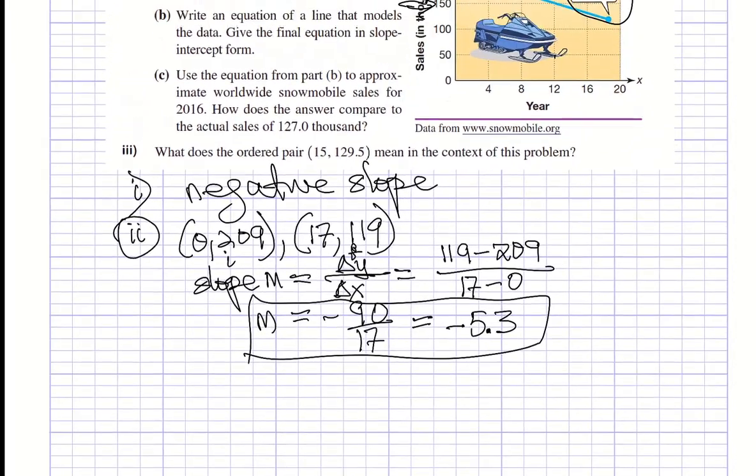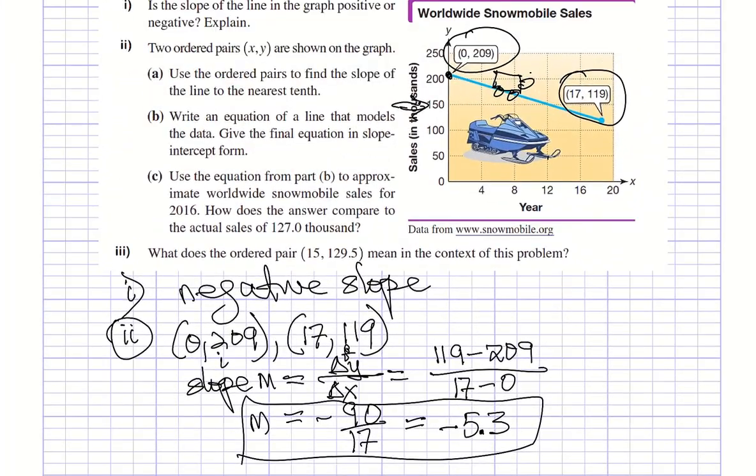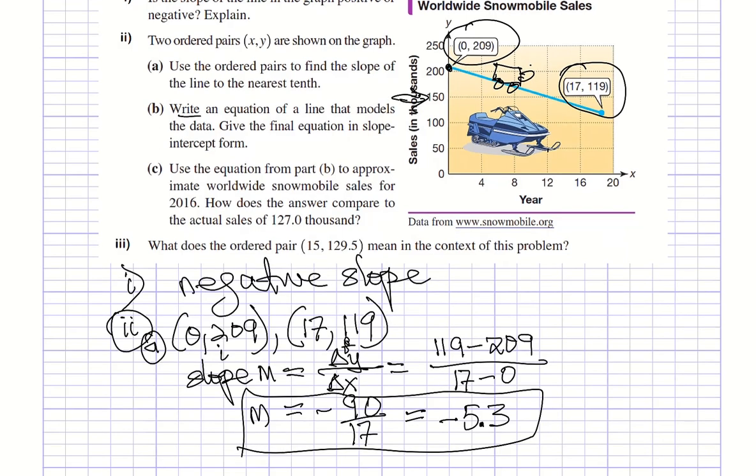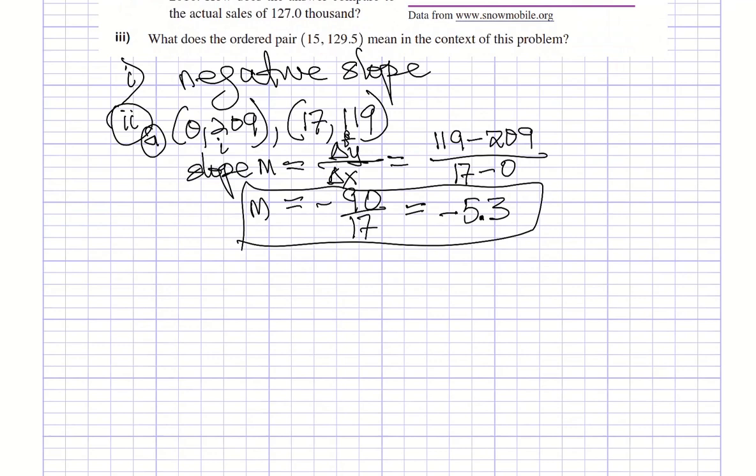Okay, so what do they want us to do? That's actually A here. What do they want us to do? Write an equation of a line that models the data. Pick up on the equation of the line that models the data given. Give the final equation in slope intercept form. Okay, so we got the slope. Then you use this point slope formula.